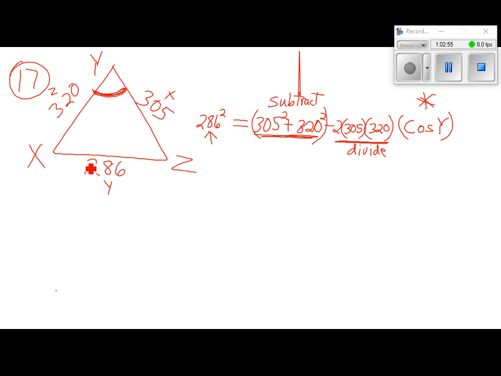Once you have that, did you hit equals? Don't hit it again because it might do something else. So hit equals and then hit divided by. This time it's going to be tough to type in. You hit divided by, then put a parenthesis before the negative. So put a parenthesis, then hit negative 2 times 305 times 320, then close the parenthesis.